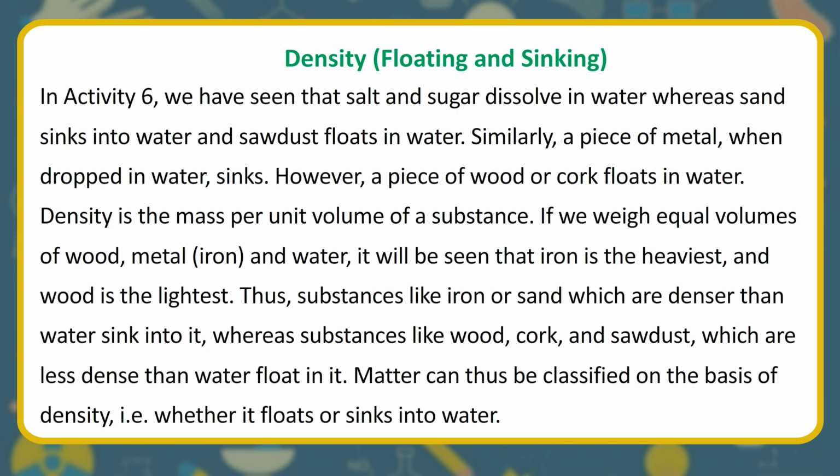Density is the mass per unit volume of a substance. If we weigh equal volumes of wood, metal, iron, and water, it will be seen that iron is the heaviest, and wood is the lightest. Thus, substances like iron or sand which are denser than water sink into it, whereas substances like wood, cork, and sawdust, which are less dense than water, float in it. Matter can thus be classified on the basis of density, i.e. whether it floats or sinks into water.